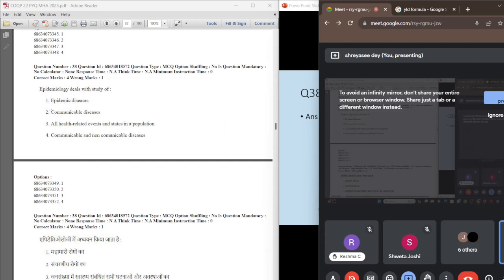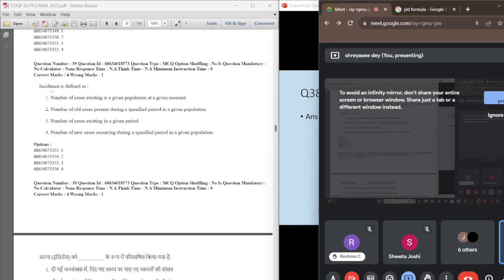So epidemiology deals with communicable disease, non-communicable disease, the mortality rate, the morbidity rate, the disease burden, how many people are dying, the fertility rate, everything. So health related issues, events and states in the population, not only about the diseases.